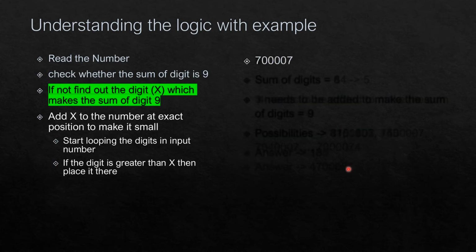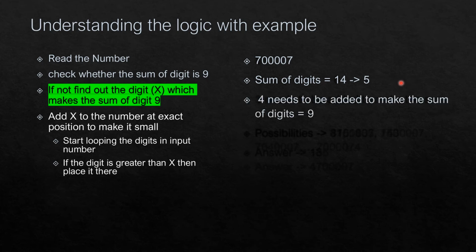Let's consider one more example, which is a large number. So the sum of digits here is equal to 40. Again, you can just do a mod operation to get the number 5. So here you need to add 4 to this original number, not the intermediate numbers, so that you get the sum of digits equal to 9.